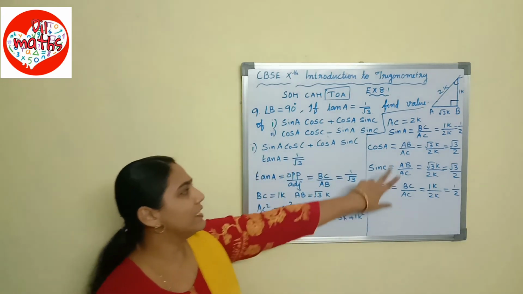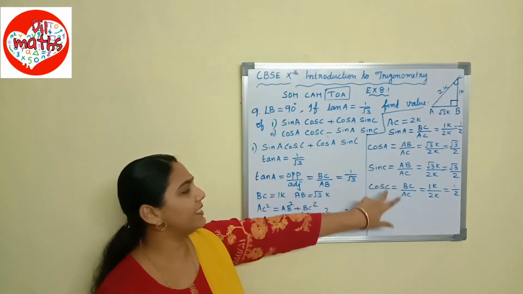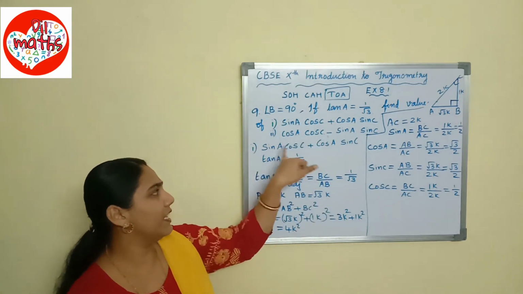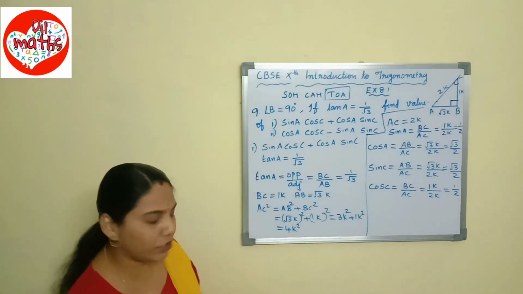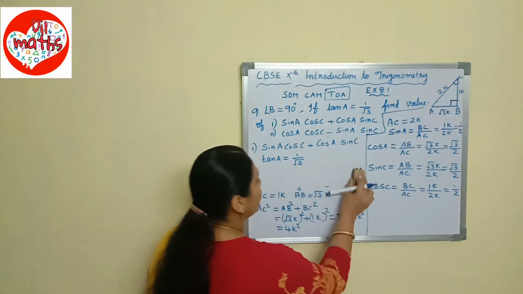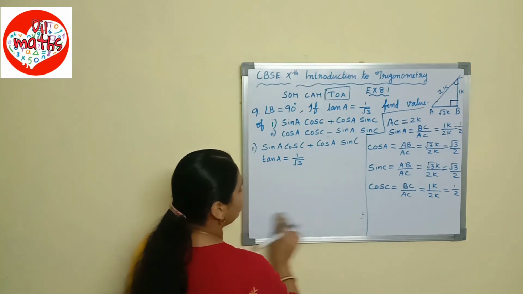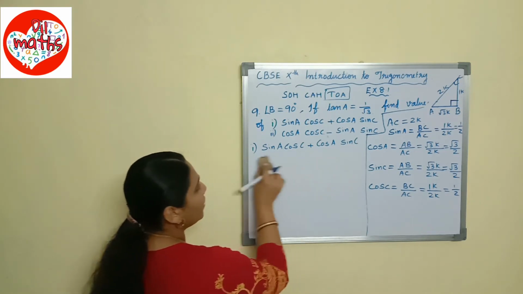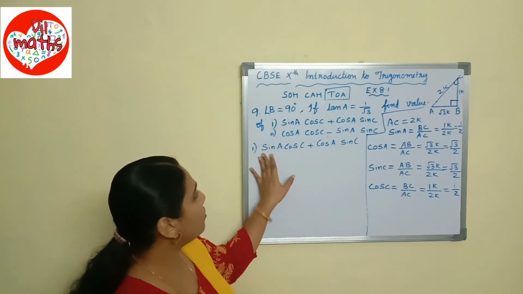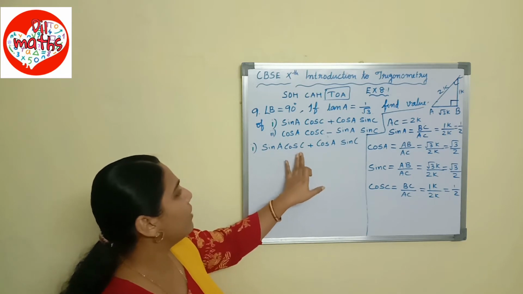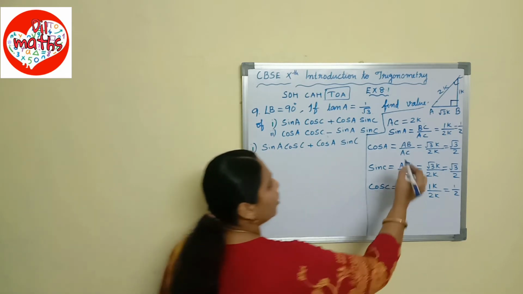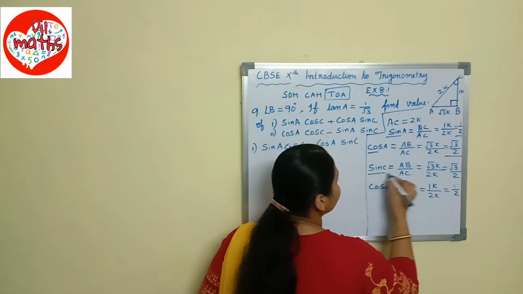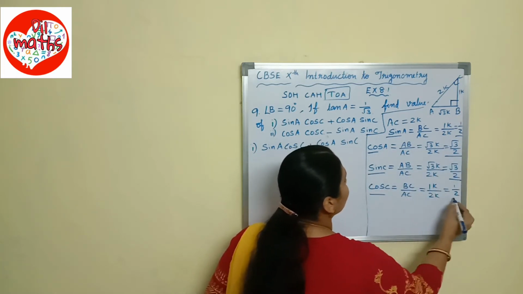Now we got sin A, cos A, sin C, cos C. Now we should substitute in the given question. Listen, sin A, cos C, sin C, we should substitute. Okay, so I am going to write here. Tan A is equal to 1 by root 3, it is given. Now what is sin A and what is cos C? Sin A is equal to 1 by 2. Cos A is equal to root 3 by 2. Sin C is equal to root 3 by 2. Cos C is equal to 1 by 2.